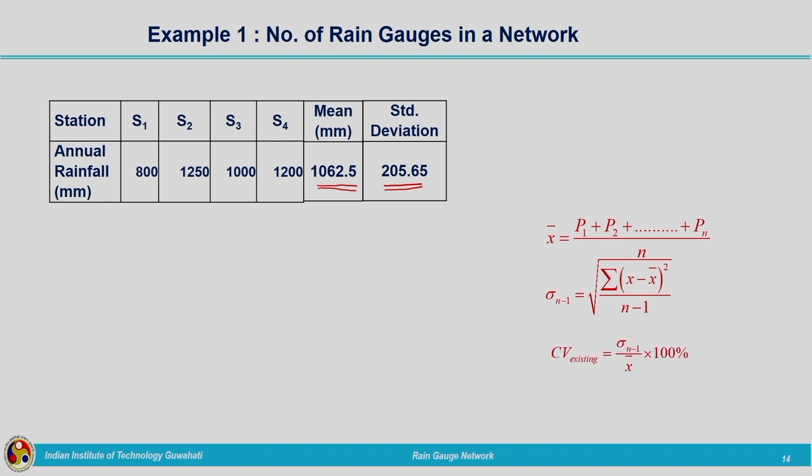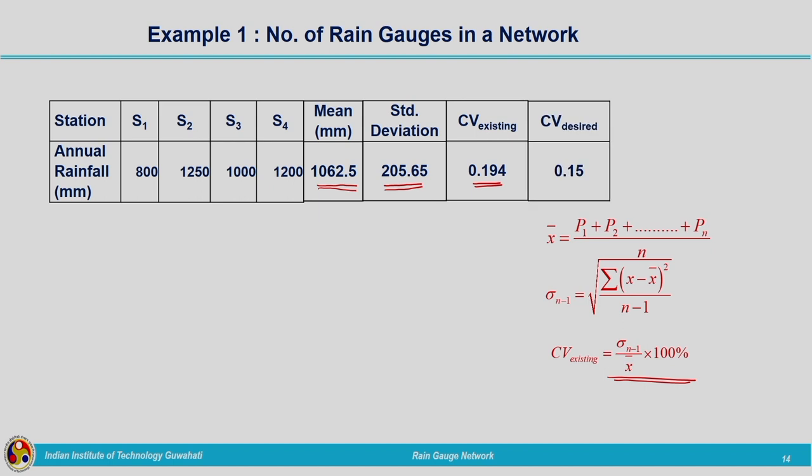After that, we will calculate CV. With the existing data, what is the coefficient of variation? That is given by this formula and it is calculated to be 0.194. CV existing is 0.194, and CV desired is given in the question as 0.15. We have calculated CV existing as 0.194, which is 19.4 percent, and the desired CV value is 15 percent. While comparing the values, you can see that CV existing is greater than CV desired.